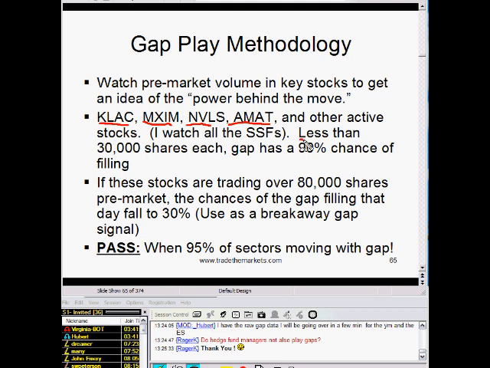If these stocks have traded less than 30,000 shares each, the gap has a 90% chance of filling. Now, why is that? That means the markets are just probing, especially the market makers and the guys in the pits. When the markets open up, say, 4 S&P points or 40 Dow points, and there's no pre-market volume in the cash market, i.e. the stock market, all you've got are people in the pits just probing stop levels. There's no power behind the move.